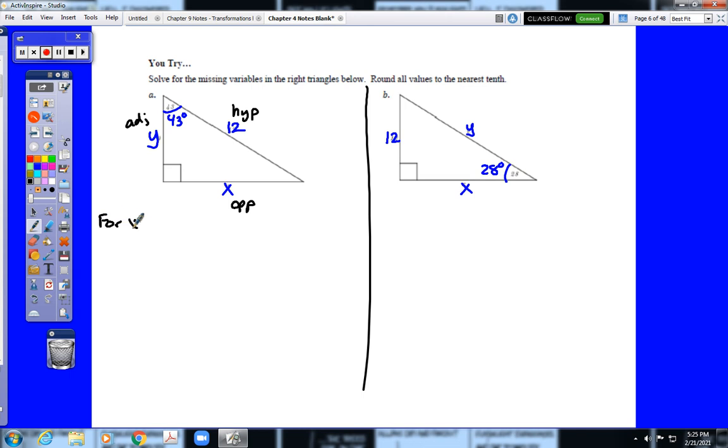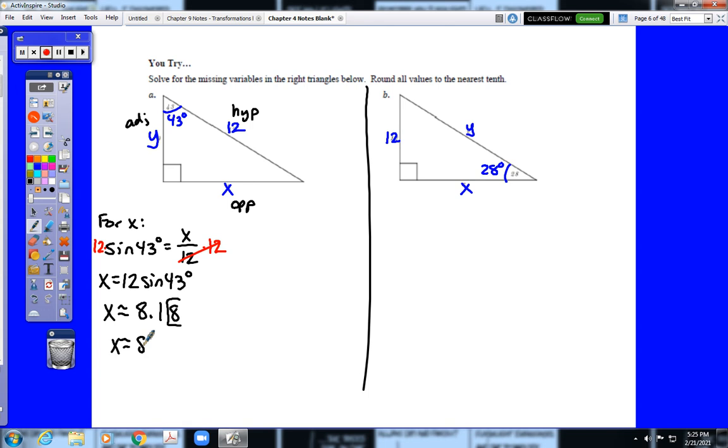For x, you should have written the sine of 43 degrees equals x over 12, because sine would relate opposite to hypotenuse. We would multiply each side of that equation by 12, which would cancel the 12 out of the fraction and give us x is 12 times the sine of 43 degrees. We would feed that to the calculator. 12 sine 43, and that would give us 8.18, meaning we would round our answer to 8.2 units for x.